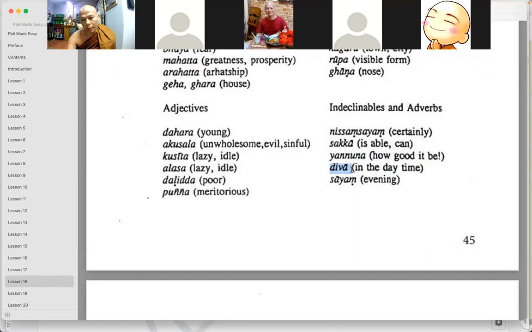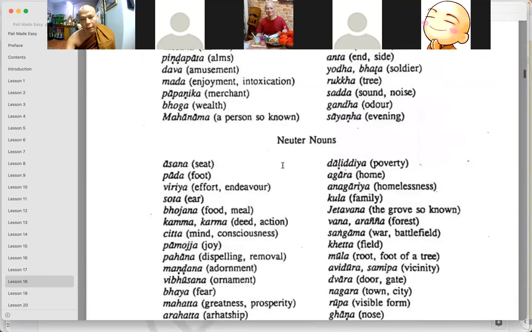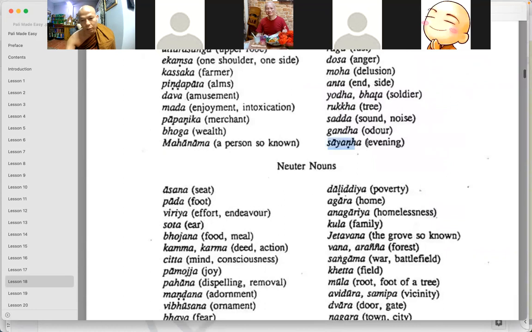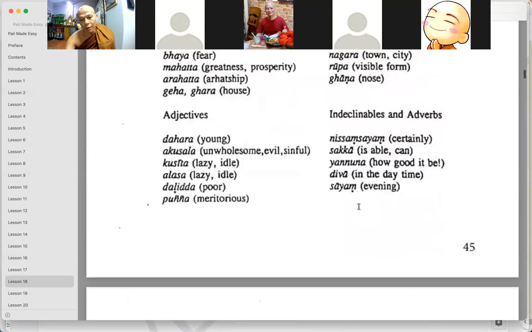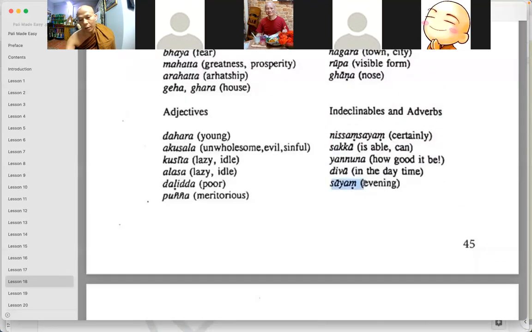Now diwa is indeclinable, meaning in the daytime. And sayan is also evening. As a masculine noun it is sayanho, you see, which also means evening. But here sayan does not change; it means in the evening, in the morning, in the evening. Sayan is now indeclinable.